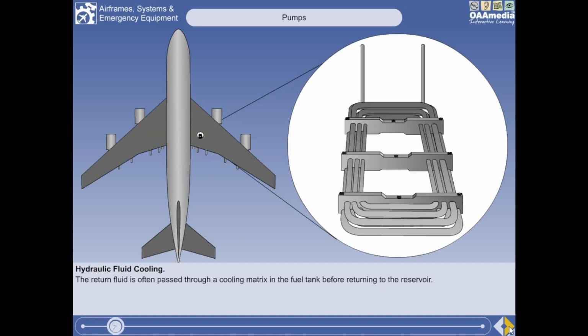The case drain fluid can become very hot, so it, and in some cases the system return fluid, is often passed through a cooler before being returned to the reservoir. The cooler usually consists of a heat exchanger matrix in the fuel tank, thus helping to warm the cold fuel as well as cooling the hydraulic fluid.